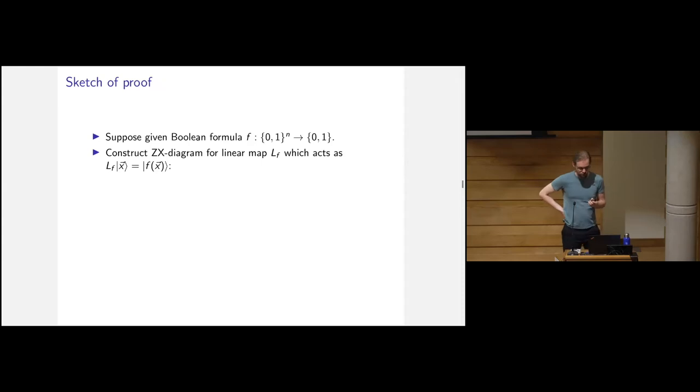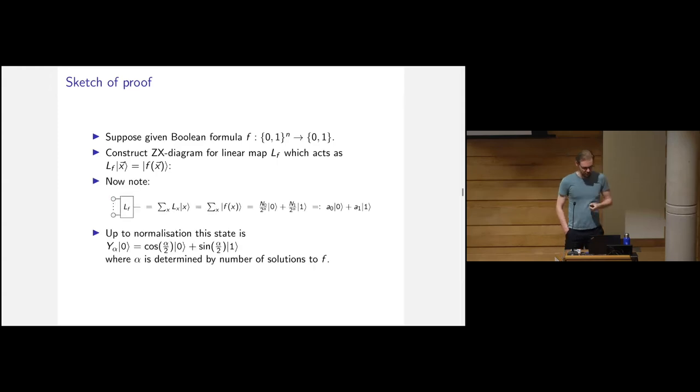So a brief sketch of the proof. So suppose we are given some Boolean formula, right? This is specified in some polynomial number of clauses. And we want to determine the number of solutions to this thing, so the number of times it returns 1. So first, we construct this ZX diagram for a linear map L_F, which when you put in a computational basis state, it outputs the value of this Boolean formula. This is really straightforward to do. This is just standard techniques.